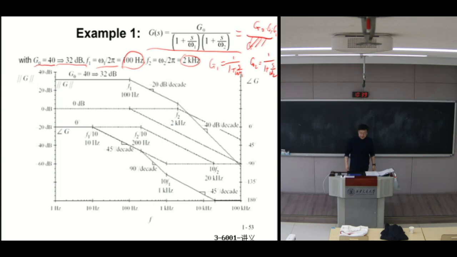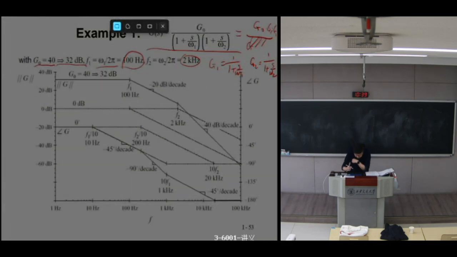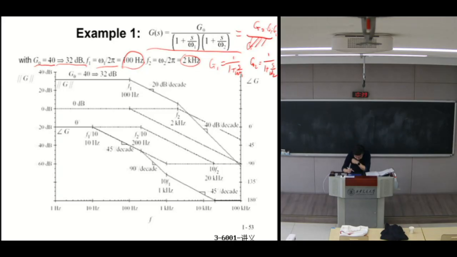So we can draw the overall Bode plot in this way. We can draw the G0 Bode plot first, 32 dB. G0 is going to be a flat line because it's constant. So when frequency is changing, it does not change. G0 is going to be exactly a straight line at 32 dB. That's G0.